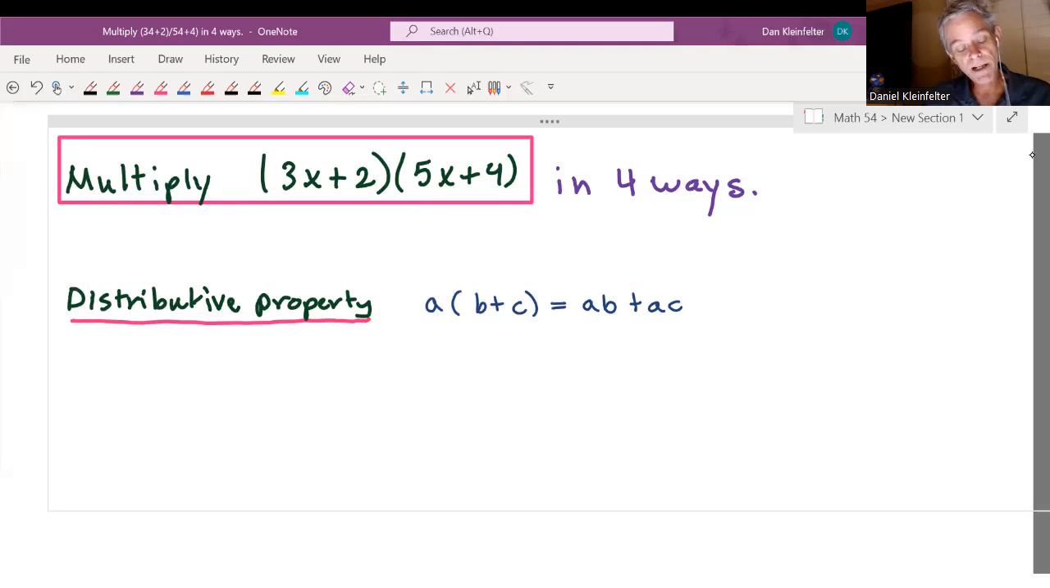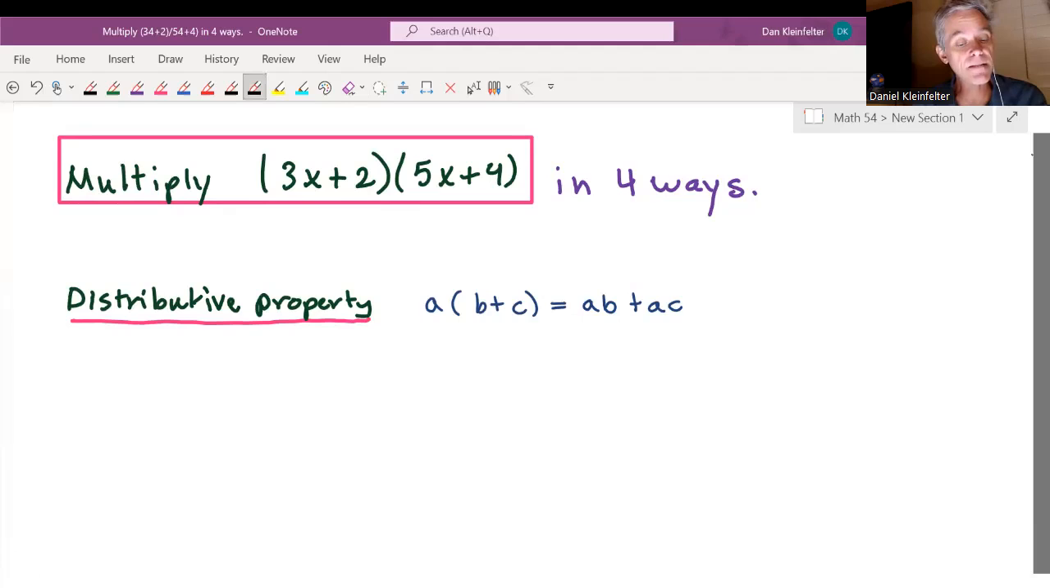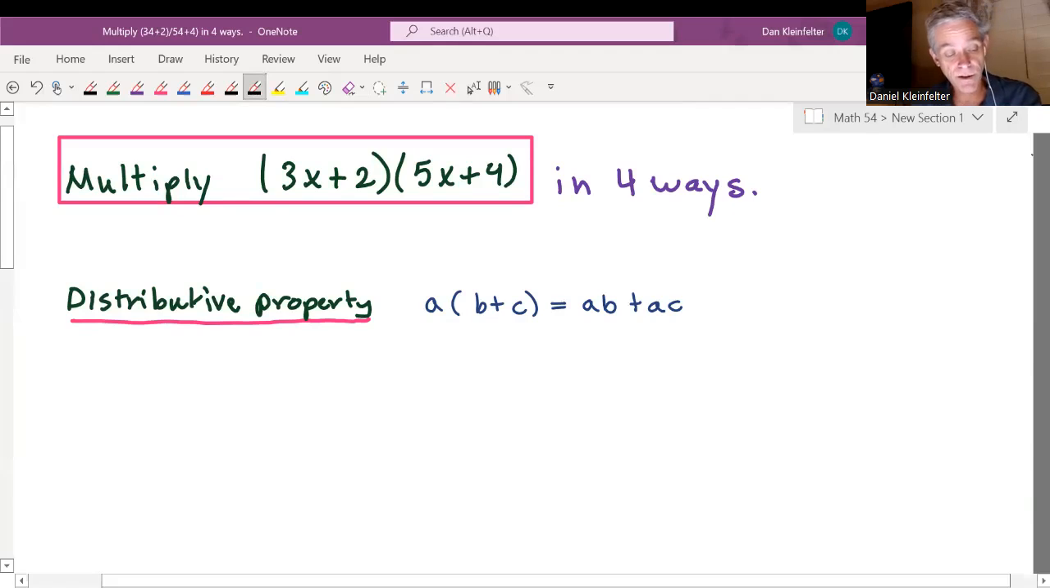All right, so the first way is going to be using the distributive property. We're going to multiply 3x plus 2 times 5x plus 4. And first of all, we'll use the distributive property. The distributive property says the thing out front, A, getting multiplied by b plus c, we'll multiply that by the b that's inside and the c, and then add them up. This time, the thing out front is the 3x plus 2.